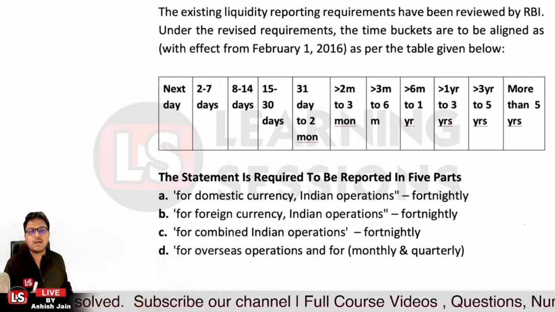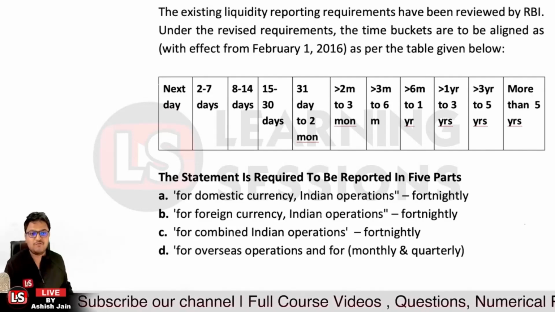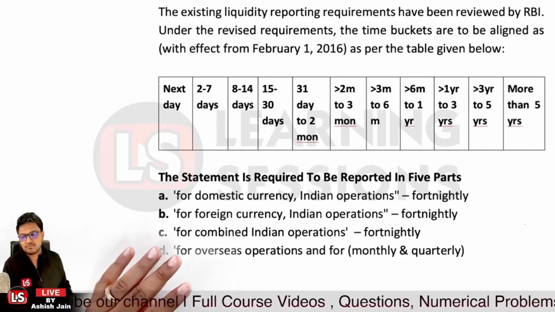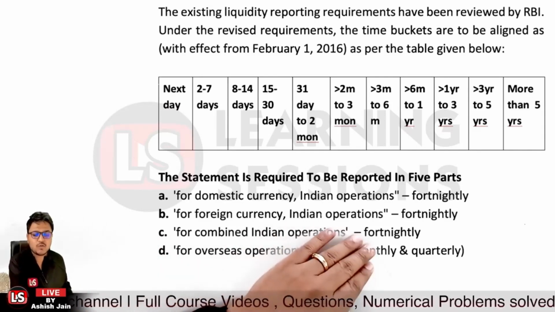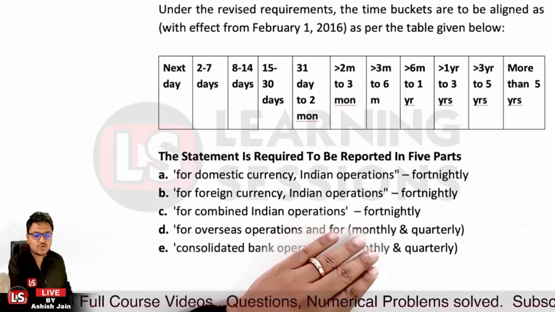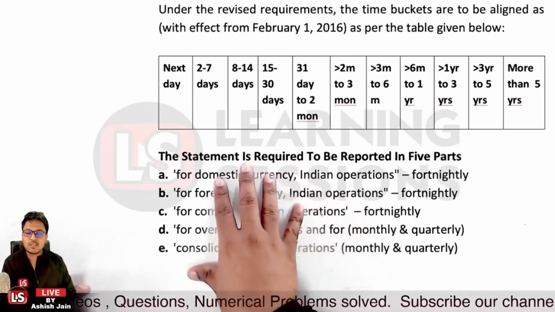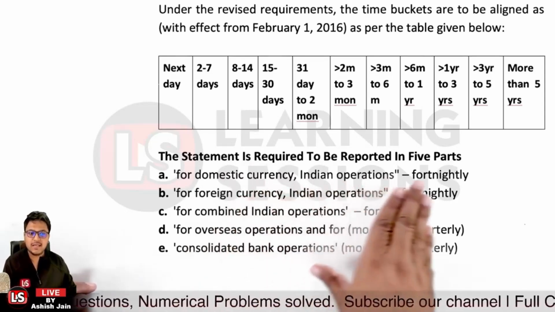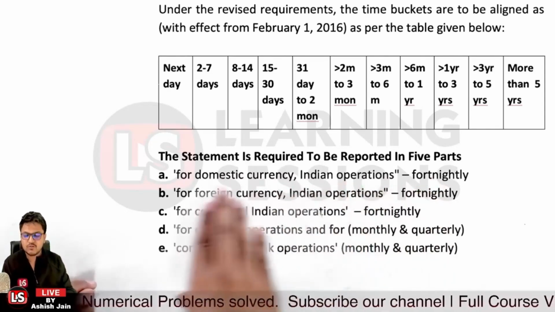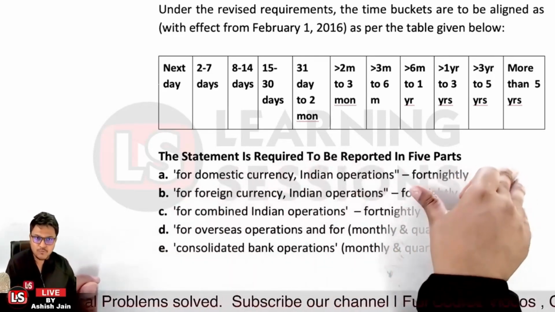Further, the statement is required to be reported in 5 parts. What are those 5 parts? First of all, the first 3 reports are to be reported on a fortnightly basis, and the last 2 reports are to be reported on a monthly and quarterly basis. Okay, so the first report is for domestic currency and Indian operations. Whatsoever the Indian operations and domestic currency are, that is to be reported on a fortnightly basis.